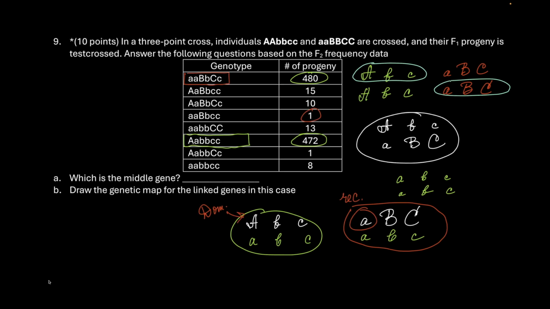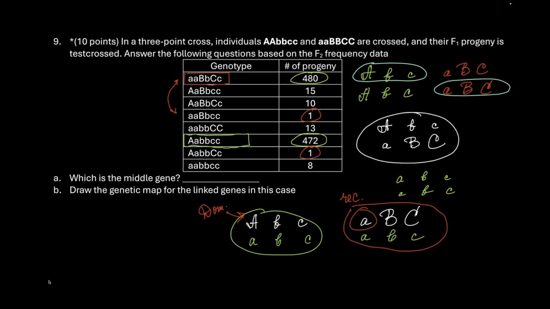Well, I see the smallest numbers are 1 and 1. Heterozygous A and homozygous B and C. Homozygous A, heterozygous B and C. What do I see in the smallest number of progeny? I have homozygous, heterozygous, BC. That is the parity on this.